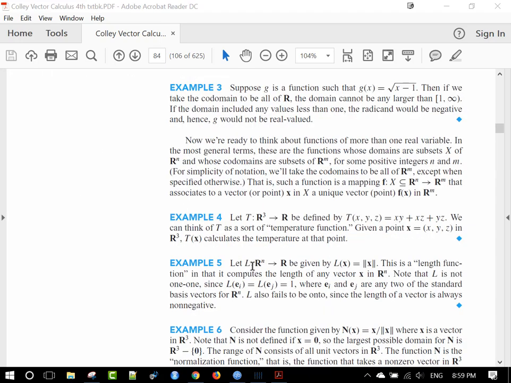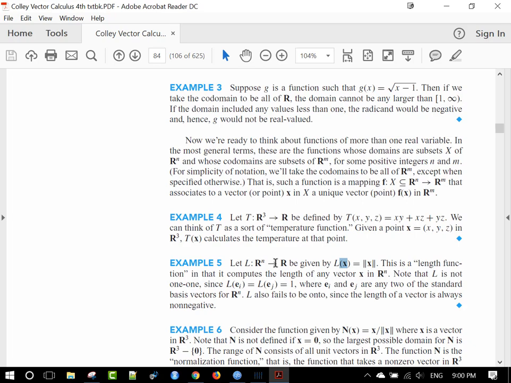Okay, here's another example. That was called t. Notice it's not capitalized because this is not more than R1. This is called L, also not capitalized. L takes a vector from Rn and gives us the magnitude of that vector, which is just a scalar. So this is a length function in that it computes the length of any vector in Rn.